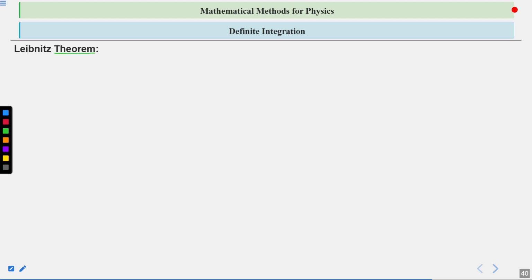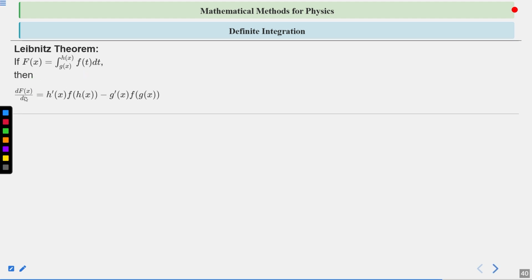Leibniz theorem. If F of x is equal to the integration from g of x to h of x of f of t dt, then dF of x upon dx is equal to h prime of x times f of h of x minus g prime of x times f of g of x.